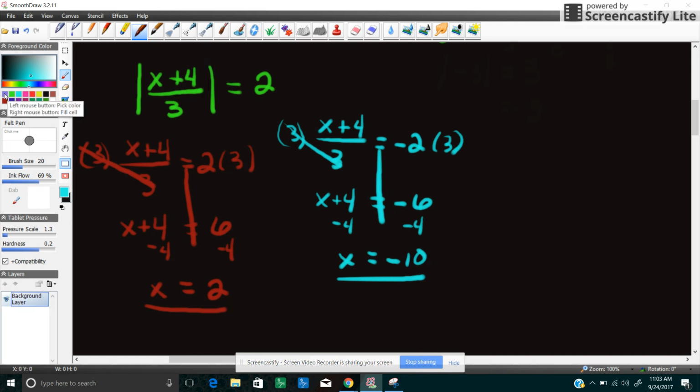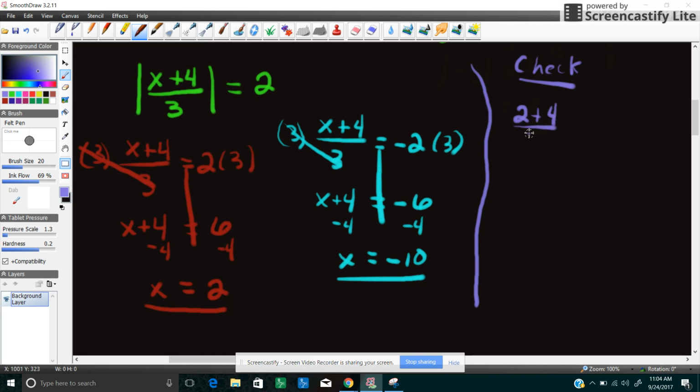So the last thing we need to do with this is a quick check. And by check, I mean plug in the answers and see if they work. So if I try the 2, I should get 2. Let's see. 2 plus 4 is 6. 6 divided by 3 is 2. So 2 works.